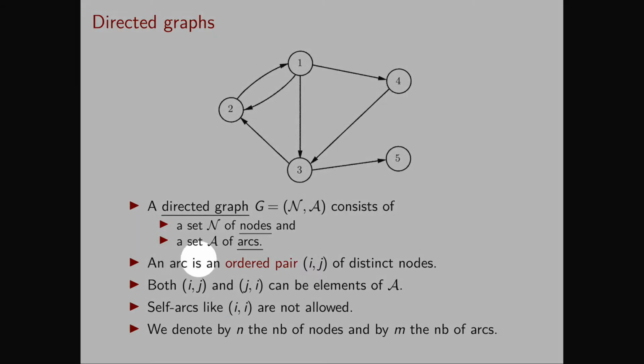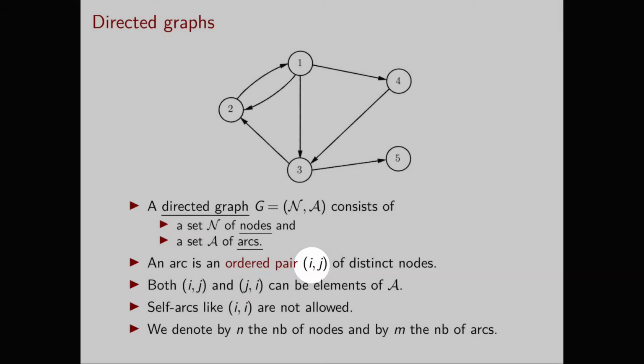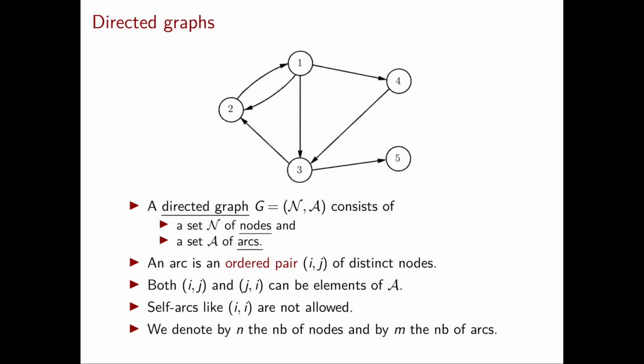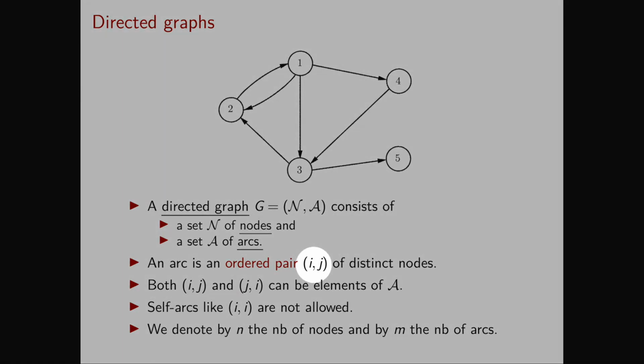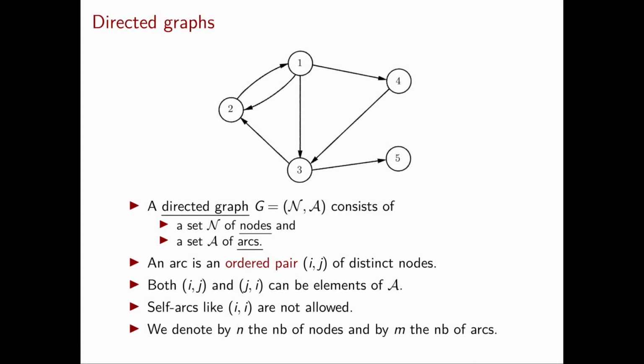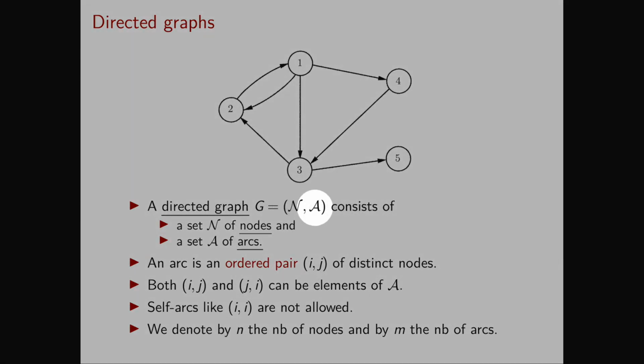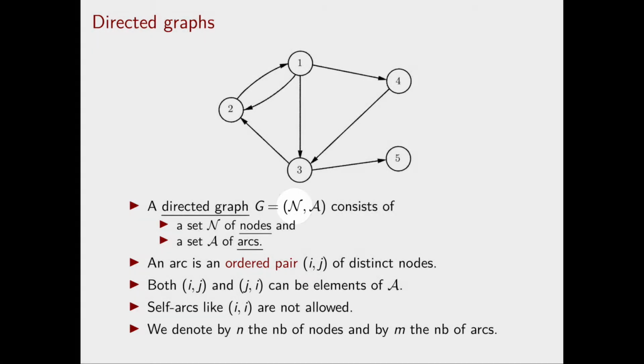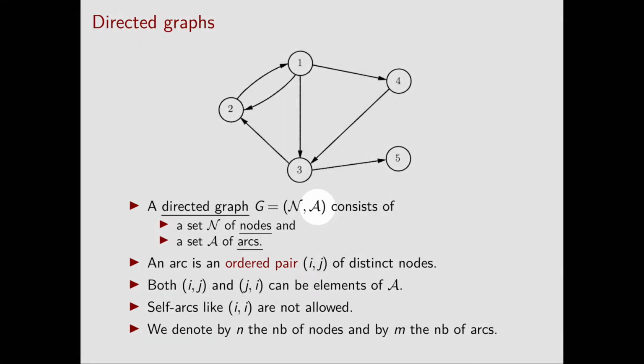An arc is defined as an ordered pair (i, j) of distinct nodes. Note that to distinguish arcs from edges, we use a different notation. In fact, here we use parentheses, while for undirected graphs we use braces. Note that it's fairly standard in mathematics to use parentheses for ordered pairs. For example, we use parentheses also here because (N, A) is an ordered pair. In fact, in a directed graph, of course, you cannot switch a node with arcs.